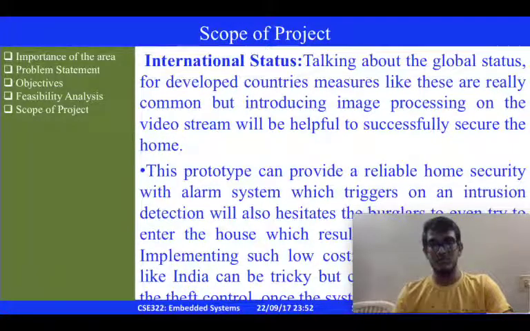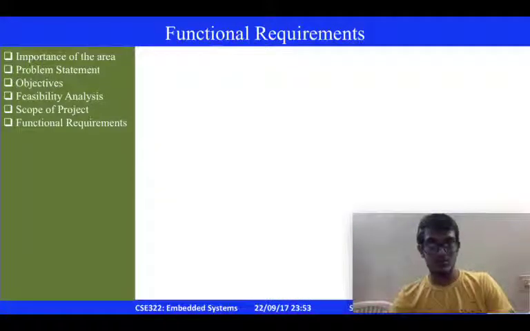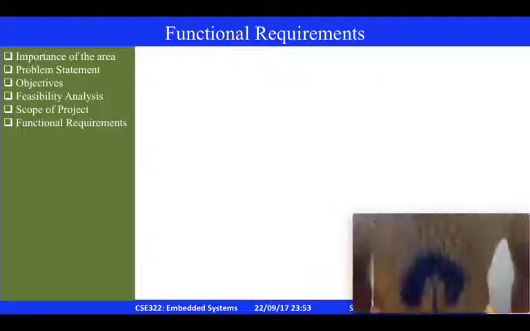Now this prototype is more reliable because it has an alarm system which triggers on any burglar entering and notifies the user. Now my friend will continue for the functional and non-functional.